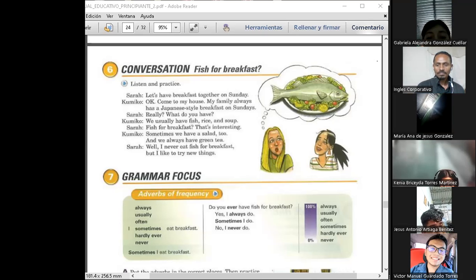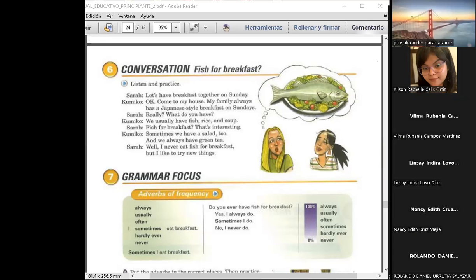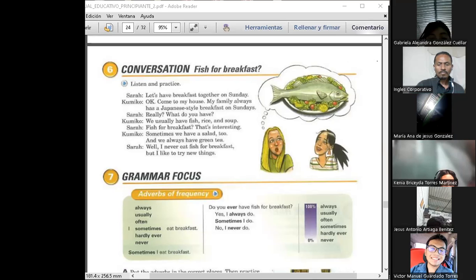Let's have breakfast together on Sunday. Okay, come to my house. My family always has a Japanese style breakfast on Sundays. Really? What do you have? We usually have fish, rice, and soup. Fish for breakfast? That's interesting. Sometimes we have a salad too, and we always have green tea. Well, I never eat fish for breakfast, but I like to try new things. Very good. Thank you very much.